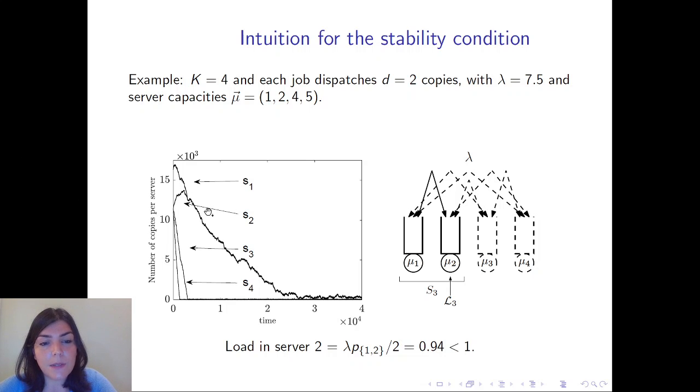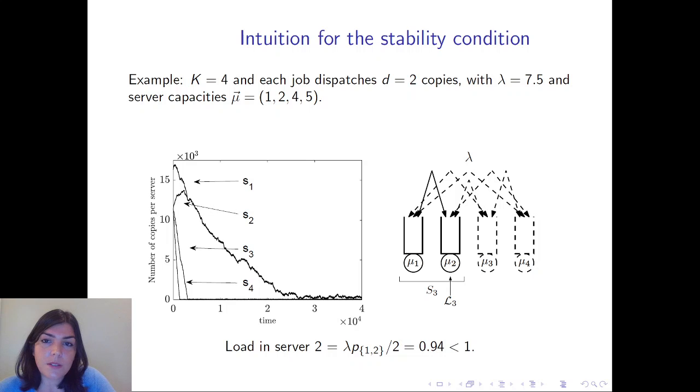You observe that now, and only now, the trajectory in servers 2 and 1 is decreasing, and that eventually these servers will get empty. So now, after the time where servers 3 and 4 get empty, we can see the system as a two-server system composed of servers 1 and 2, where there are only jobs of type 1,2. And when we compute the load in server 2, we are going to observe that this load is going to be smaller than 1.